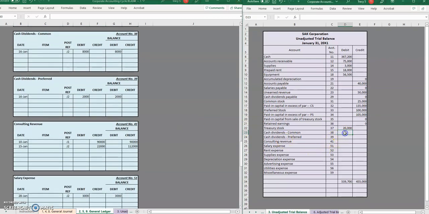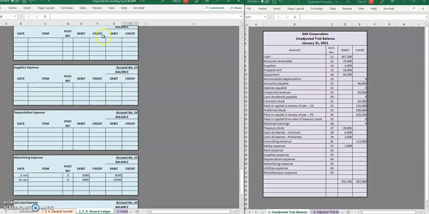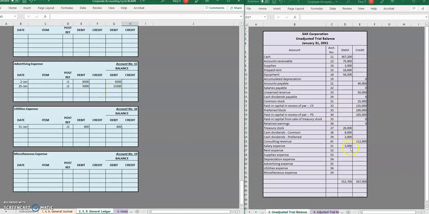Cash dividends, $8,000 debit. Cash dividends preferred, $2,000 debit. Consulting revenue, $112,000. Salary expense, $3,000 debit. Rent expense is zero debit because that's the normal balance. Same thing for supplies. Same thing for depreciation expense. And then $13,500 for advertising expense and $800 for utilities expense. And we have a match.